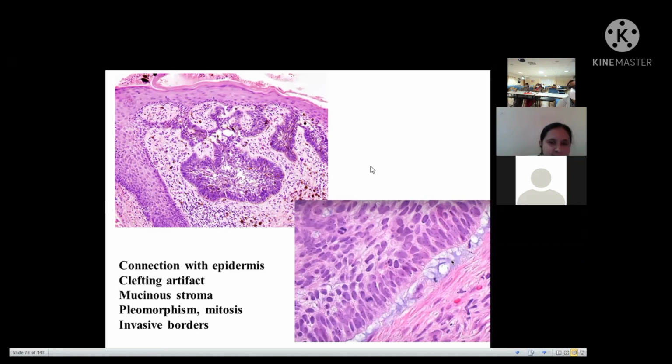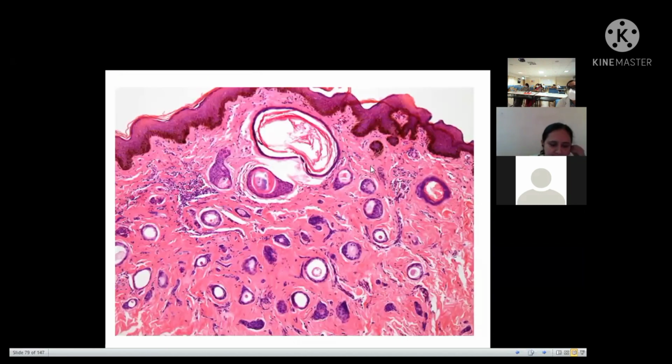Since there was another differential diagnosis given from your side, that is microcystic adnexal carcinoma, let's put up one slide regarding how to differentiate this. Microcystic adnexal carcinomas are sclerosing sweat gland tumors, and these are not a differential diagnosis for conventional trichoepithelioma. But if there is a desmoplastic trichoepithelioma, then definitely it has to be distinguished from these MAC lesions.